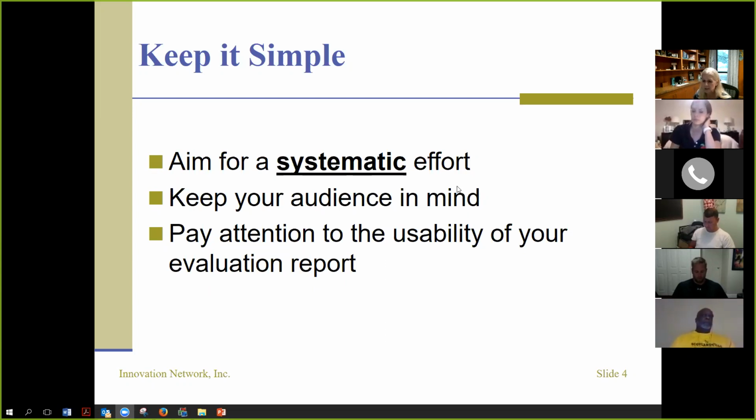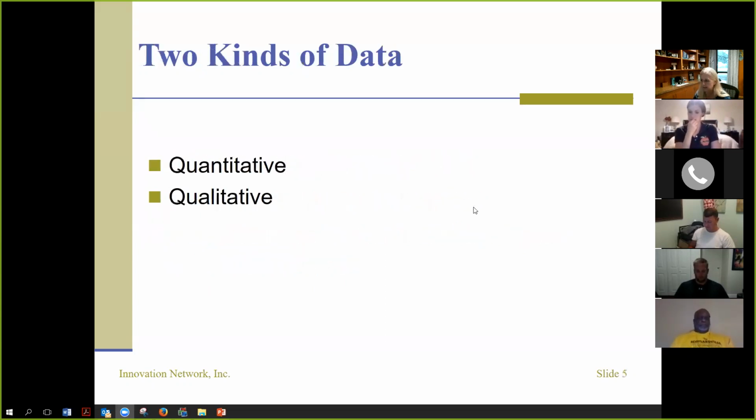If he had said that to the rest of my teachers on staff, they would have gotten up and walked out because it was so confusing. So it's all about usability and simplicity. It doesn't have to be complex.